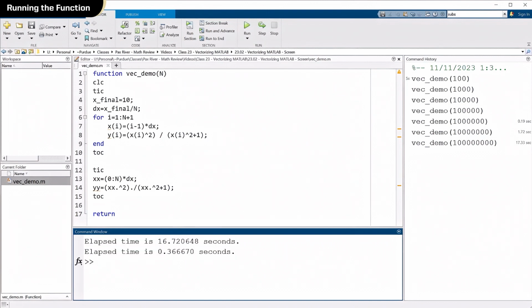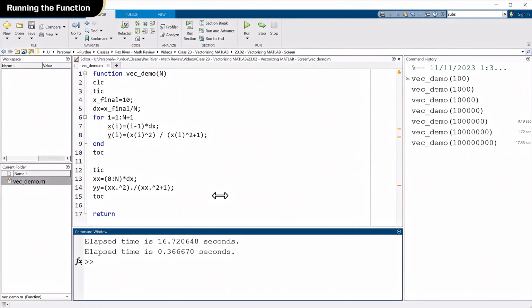Okay, that came back. I just made you sit here and wait 16.7 seconds. It seemed like longer than that, didn't it? So the loop ran in 16.7 seconds. The vectorized version was much less than half a second. So you can see that vectorization really does make a difference. This simple little change I made.